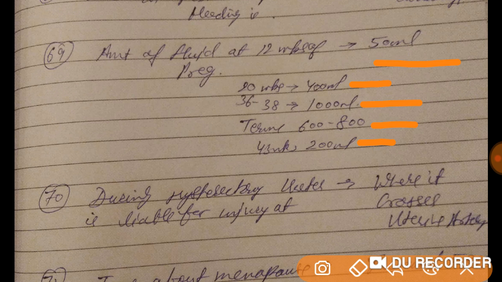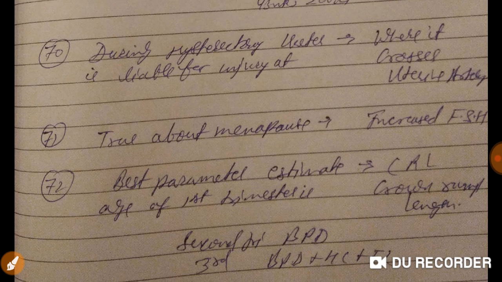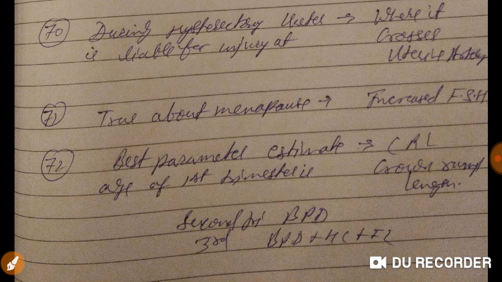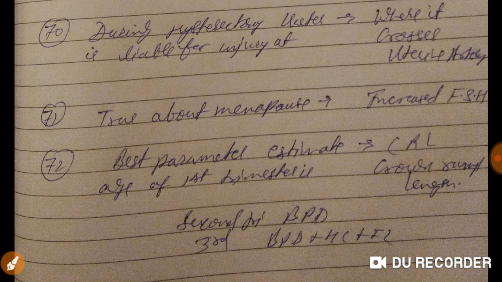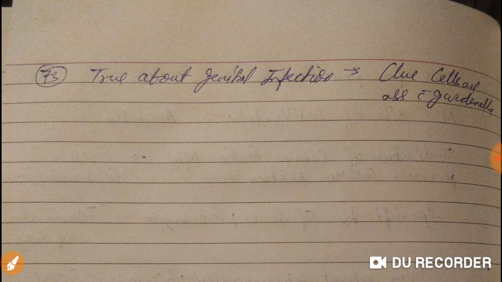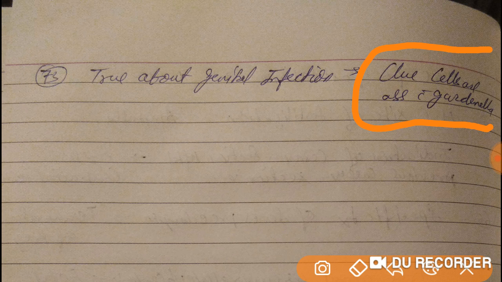During hysterectomy, ureter is liable to injury where it crosses the uterine artery. True about menopause: we see increased FSH. Best parameter to estimate age in first trimester is crown rump length. In second trimester go for BPD, and in third trimester BPD plus head circumference. Now all are true about genital infection: clue cells are associated with Gardnerella, and treatment is metronidazole.